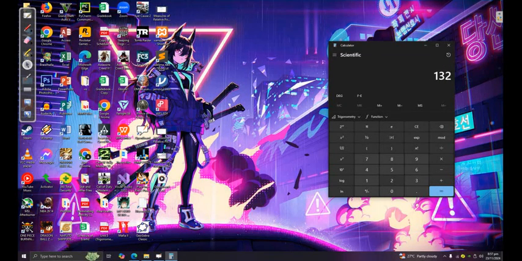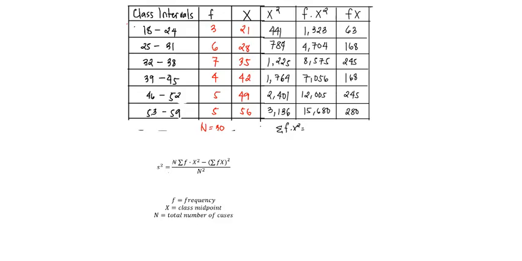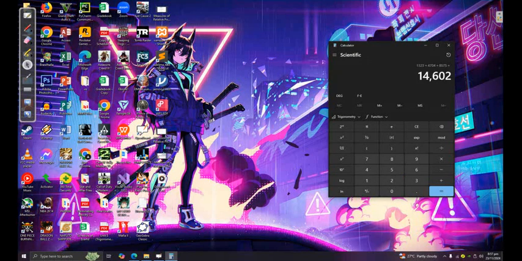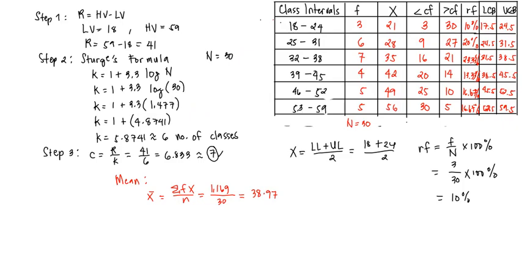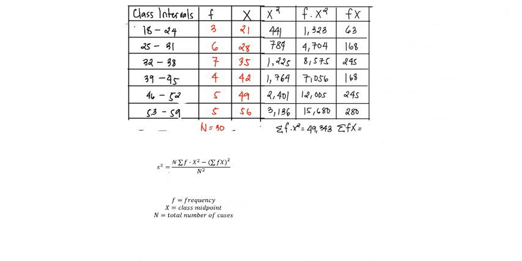So 1323 plus 4,704 plus 8,575 plus 7,056 plus 12,005 plus 15,680 is 49,343. So let me write that down. And then we had this one naman, which is getting the summation of fx. So what would be the summation of fx now? Basically we just add up the values there. I think we had that the last time. So we add up the values for fx, so that is 1169. So let me just copy that one.